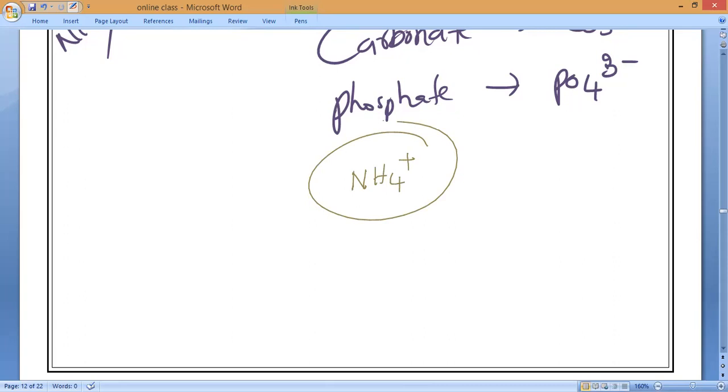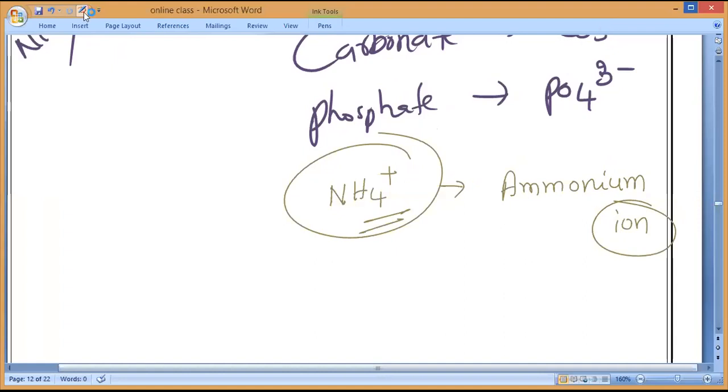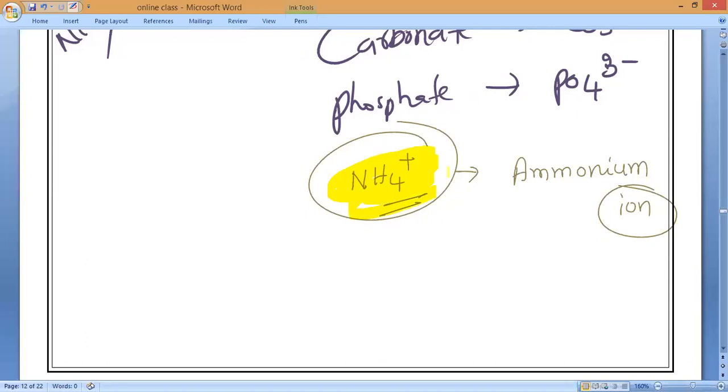Any doubt, guys? Ammonium ion. Please remember. What is the name of this one? Ammonium ion. Okay. This is the one and only positive polyatomic ion. Remaining all, what is it? Everything is what? Negative only. So please highlight it: the one and only positive polyatomic ion is the ammonium ion. Remaining all are negative charge only. That is what you have to remember.